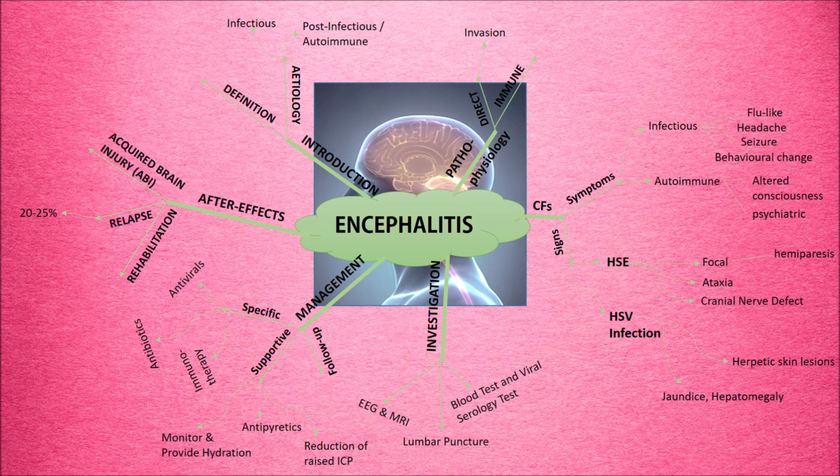Since I mentioned earlier, encephalitis is more commonly due to a viral cause, so it's very important to give antiviral. For example, if it is due to HSV, we can give acyclovir. If it is due to cytomegalovirus, we can give ganciclovir. And if HIV, we can give a combination of antiretroviral agents.